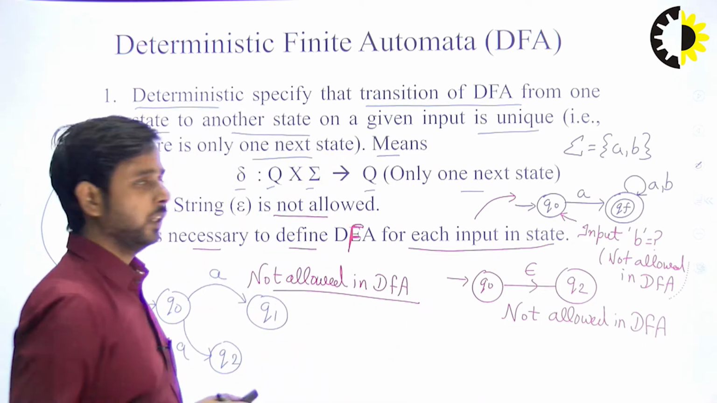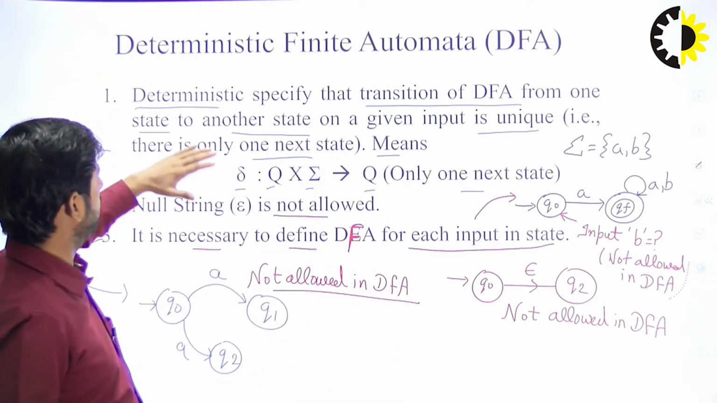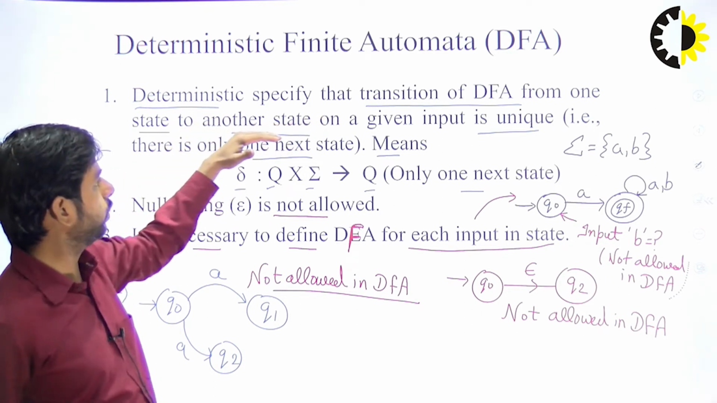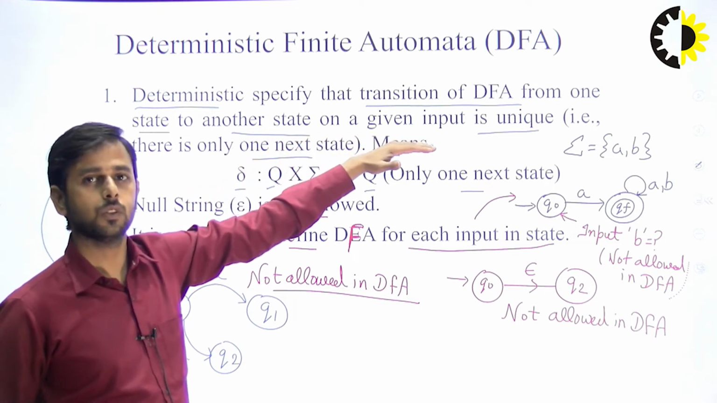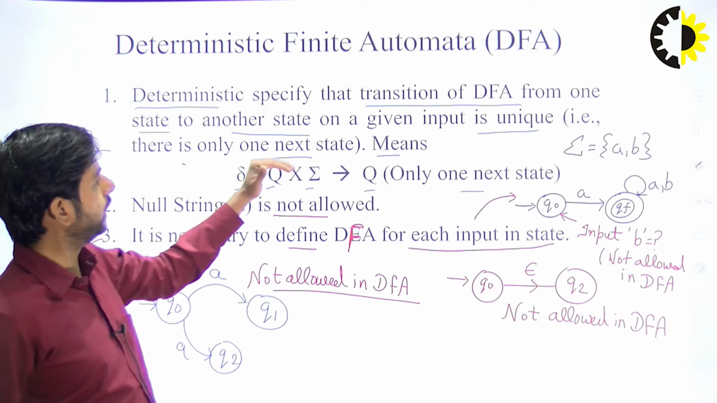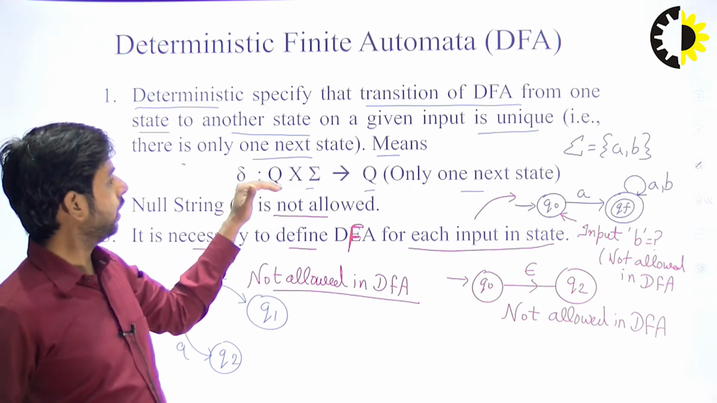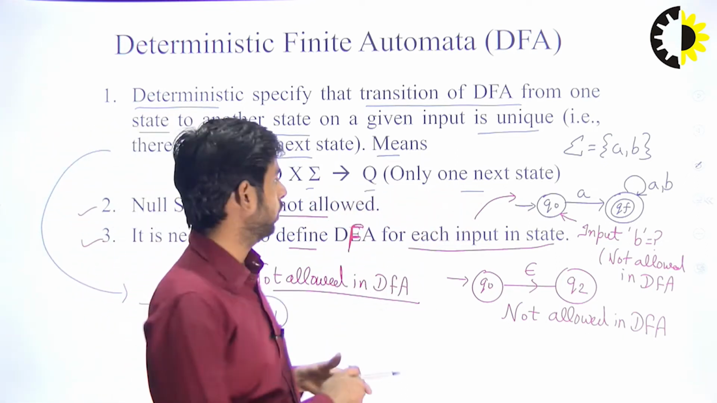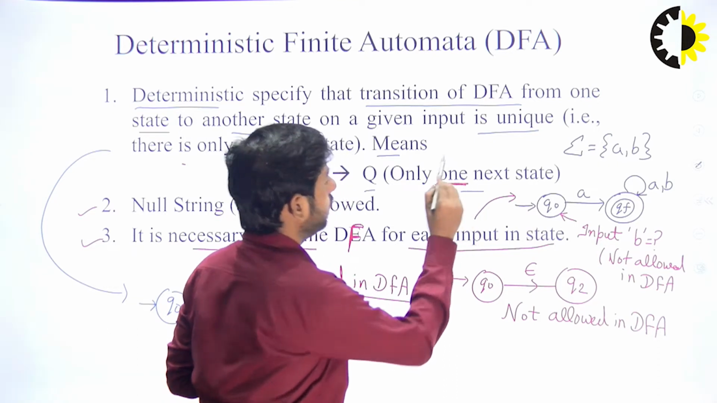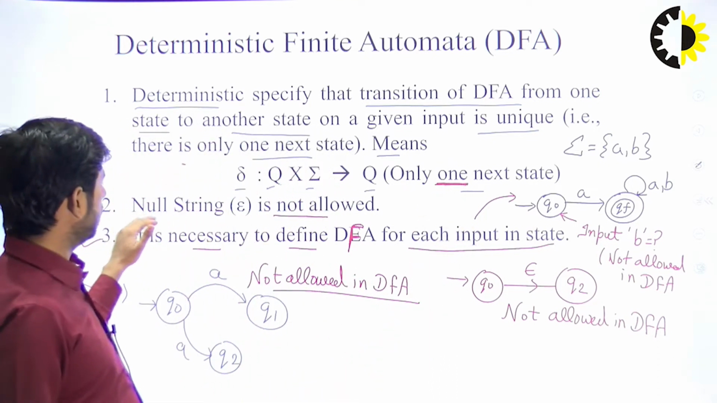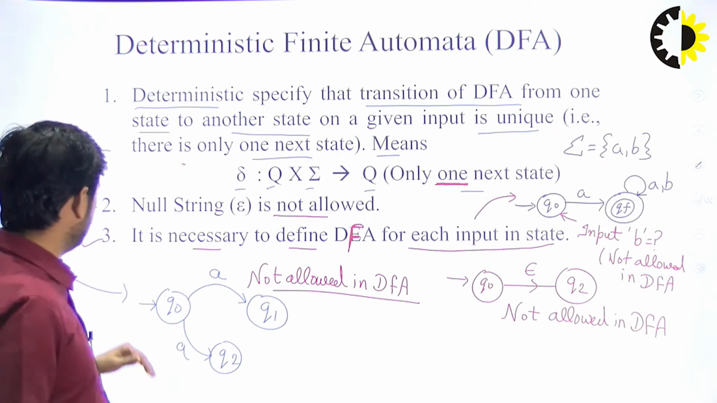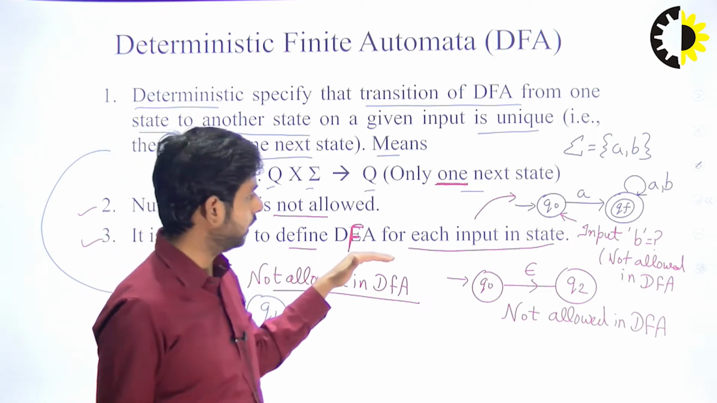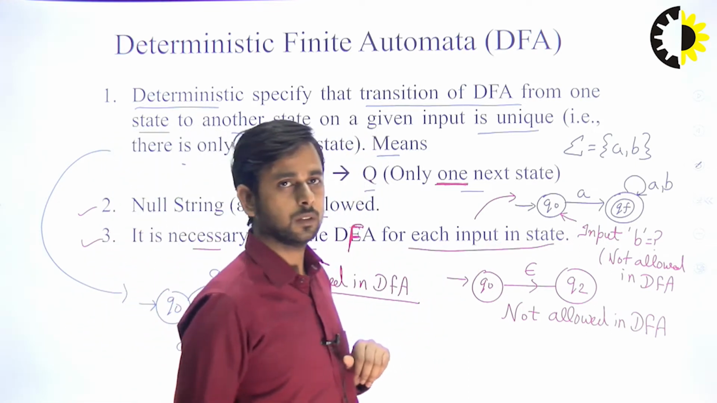Okay. So let's see these points again. Deterministic means the transition of a DFA from one state to another state on a given input is unique. There is only one next state, which means that on applying an input on some state Q, there is only one next state. This is very important. Second, the null string is not allowed in the DFA. Third, it is necessary to define DFA for each input in the state.